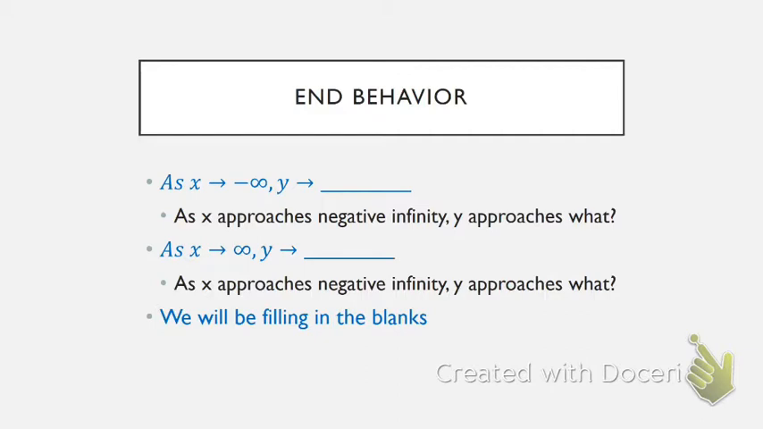Or another way to say it is as x goes all the way left, so if we just go left forever, what's happening to y? My options are y is going to positive infinity or negative infinity. Technically, end behavior could be a number, but that's going to be really rare, so we're not even going to worry about that. But we're going to be filling in the blanks in the blue, and we're just talking about as x approaches positive or negative infinity, what is y approaching?